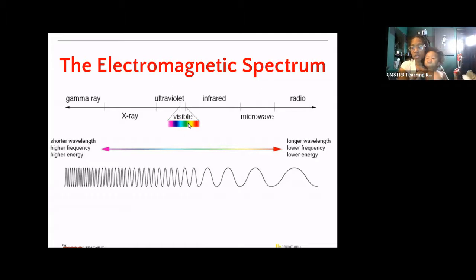Right here, this little spectrum with the rainbow is the very teeny tiny portion of this whole electromagnetic spectrum that we can see. In the video, she mentioned that the visible light spectrum is organized in order of wavelength. If you think back to good old Roy G. Biv, red, orange, yellow, green, blue, indigo, violet, that's the order in which the wavelengths go. Red is the longest, sorry. Yes, red is longer, blue is shorter.